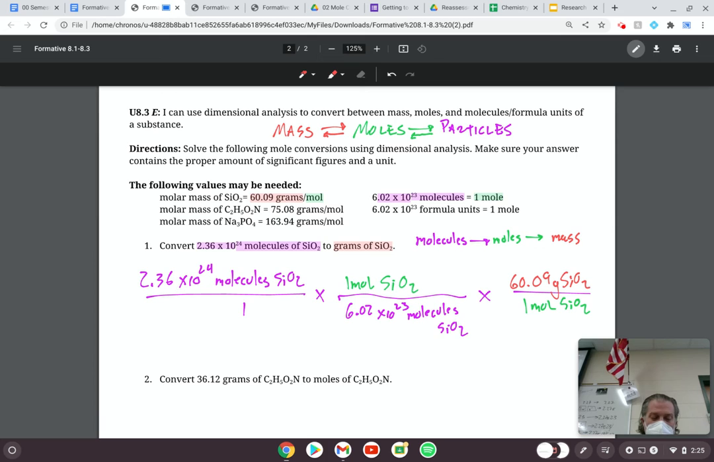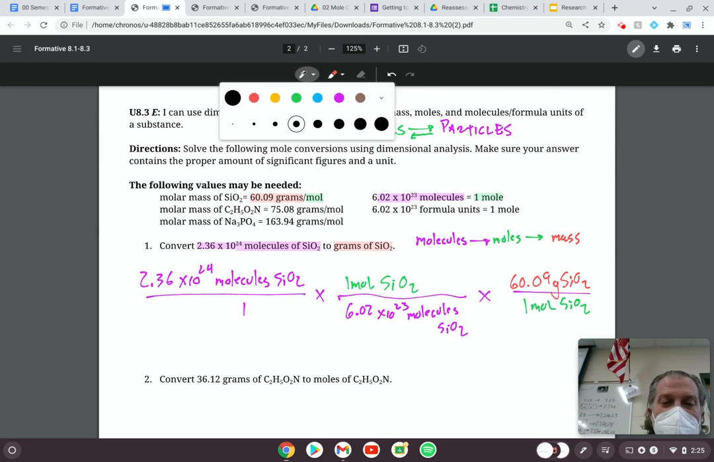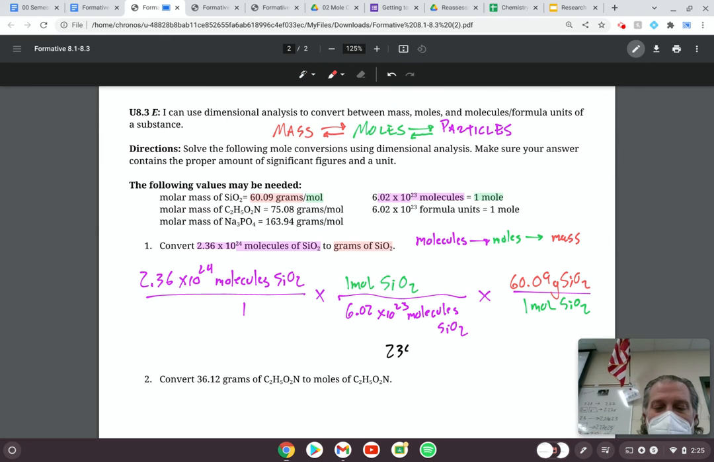I'm going to calculate, so I'm going to take the 2.36 times 10 to the 24th times 60.09. And then I'm going to take that answer and divide it by 6.02 times 10 to the 23rd. And my calculator gives me a value of 235.568778. I do have to assess significant figures, so I'm going to draw my arrow and count 1, 2, 3. So I have 3 sig figs here.